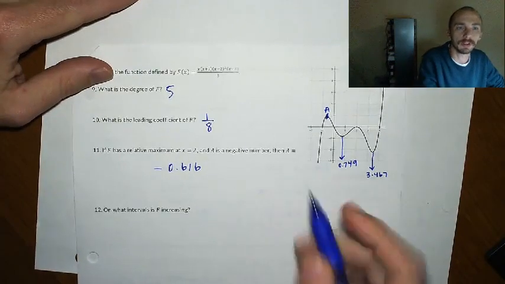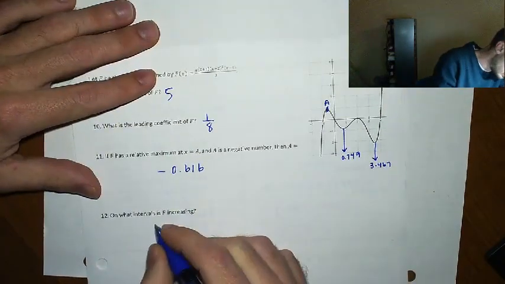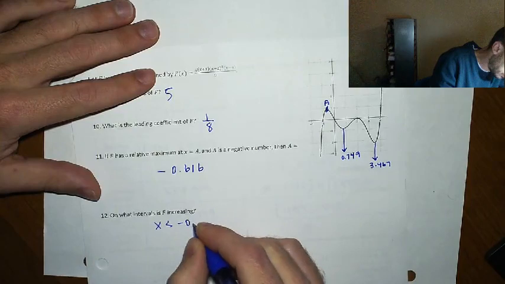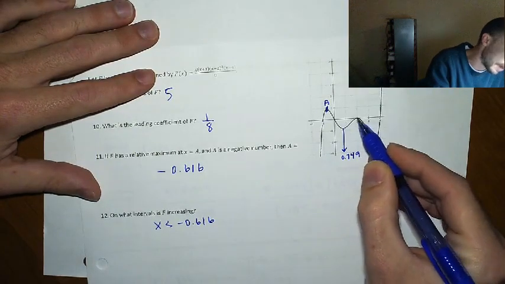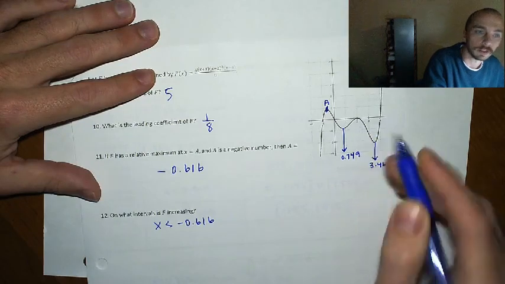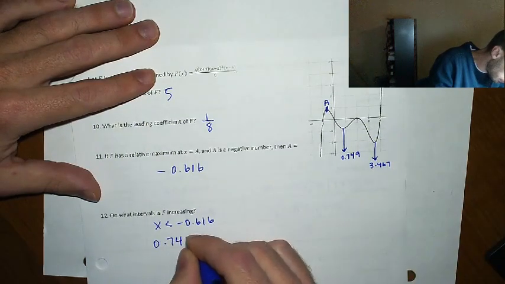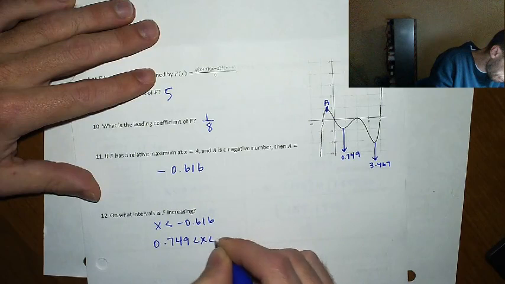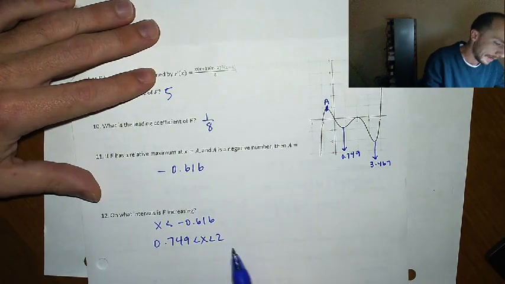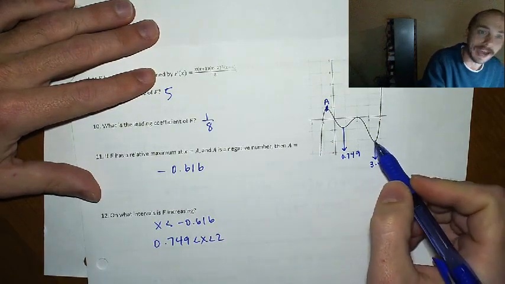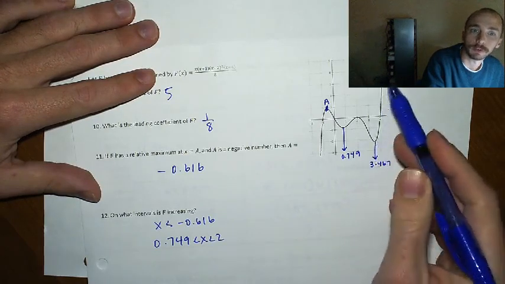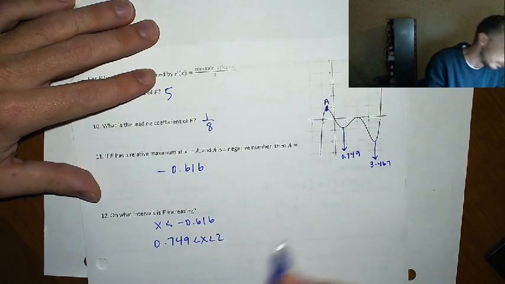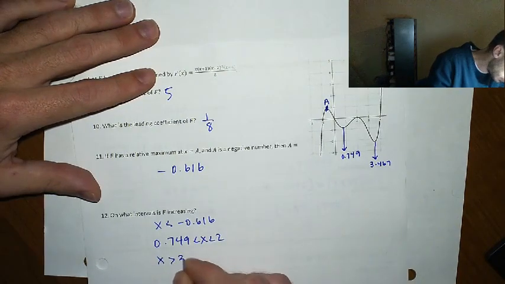So it'll be increasing before a. So I'm going to say x is less than negative 0.616. It's going to be from this minimum to that maximum. The function's increasing. So like that. And then the last portion would be after the last relative minimum. It starts increasing, and it will increase forever after that. So x is greater than 3.467.